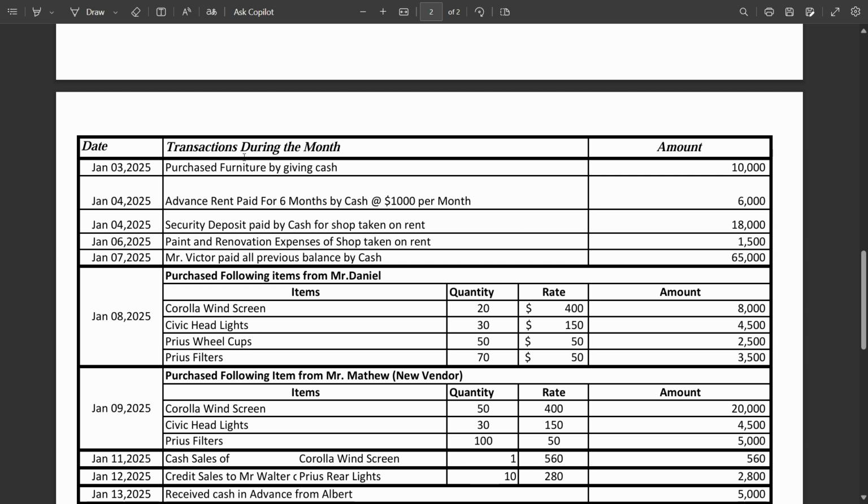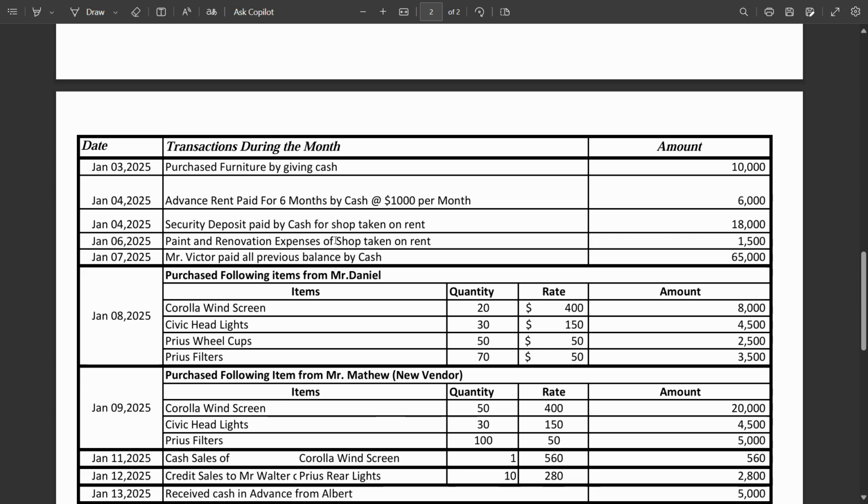For example, we have purchased furniture for our office. So this furniture is not an inventory. It's not for buying and selling purposes. It's not the main trade of ours. So this is a non-trading activity. Similarly, advance rent paid for 6 months, security deposit paid for a shop taken on rent. These are all supporting activities, but not directly a trade of the company. So that's why it's a non-trading activity.